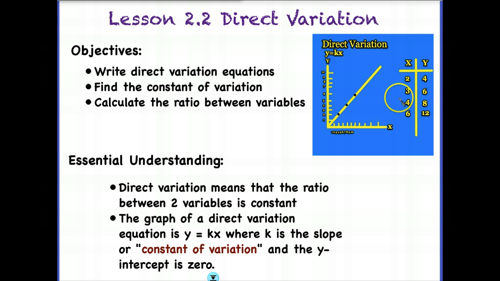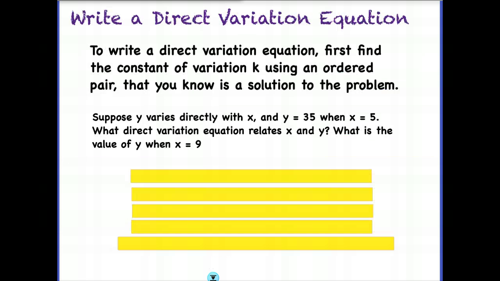They were all on the line. So I can choose any 2 points that are on the line, and that's what that means. So suppose y varies directly with x. Right there we know this is a direct variation equation just because of this statement, y varies directly with x, meaning we do not have a y-intercept in there to stop that.